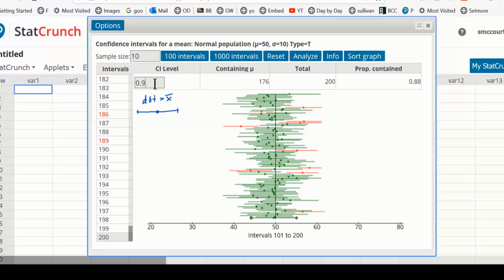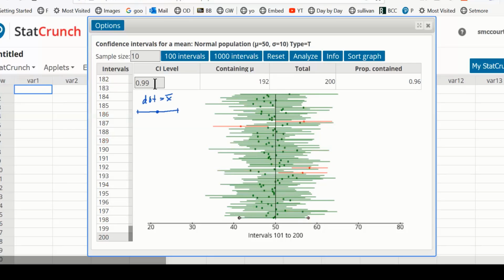I'm going to change it to 99. And see how the intervals immediately got wider so that we have bigger, more likely to catch that 50 in the interval. So it's kind of a balance between, do we want to be right more often, or do we want to be more precise and be closer to that number? It depends on what you're doing.